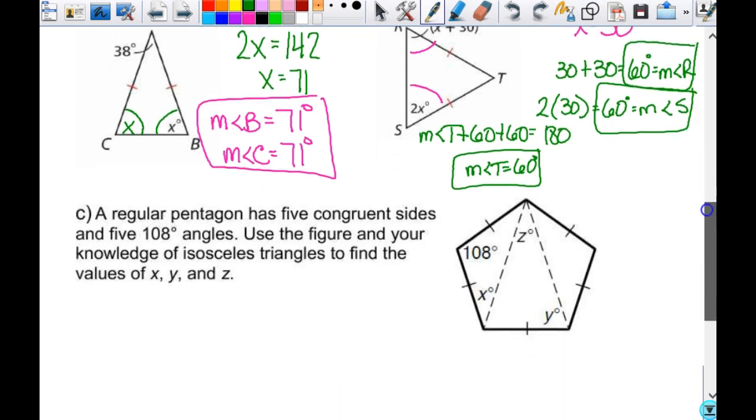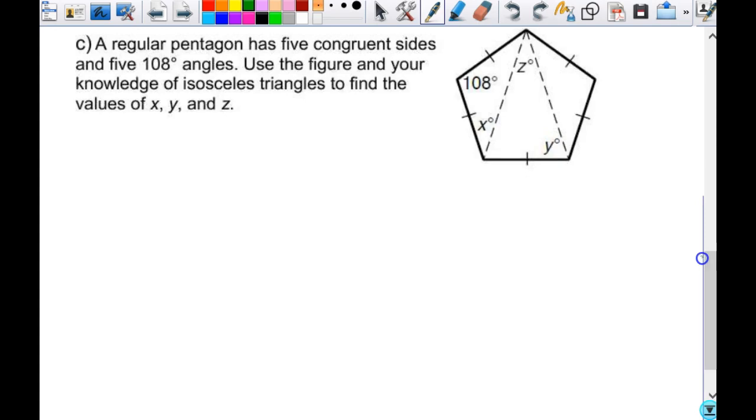So C says, a regular pentagon has 5 congruent sides and 5 108-degree angles. Use the figure and your knowledge of isosceles triangles to find the values of X, Y, and Z. Now, we haven't talked about pentagons yet. You probably have not used the words regular pentagon at all, or even know what that means, but it doesn't matter because it told you everything you need, right?